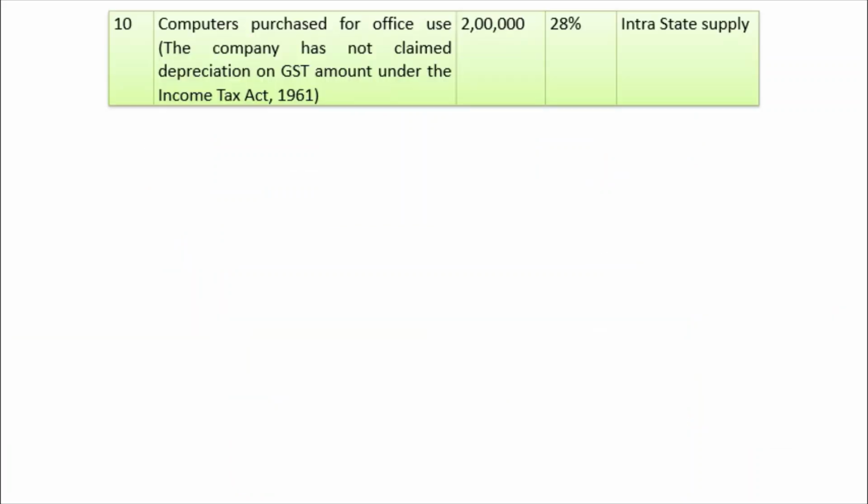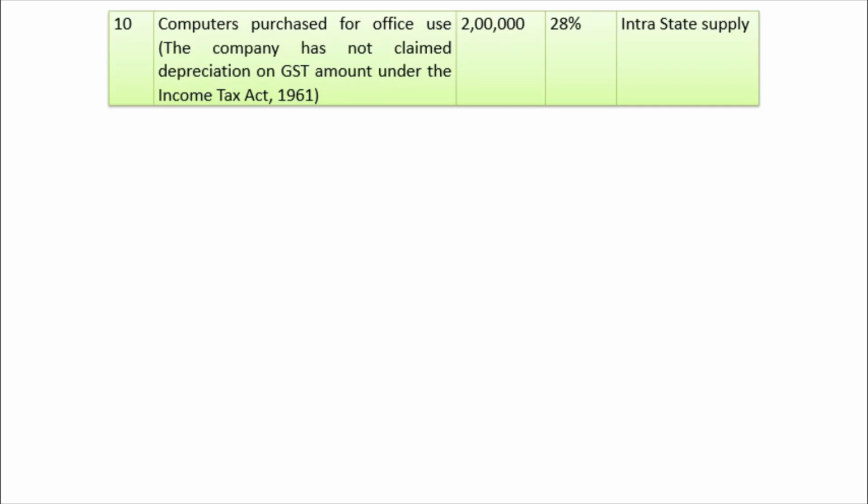Computers purchased for office use. The company has not claimed depreciation on GST amount under the Income Tax Act 1961. Amount is 2 lakh. GST rate is 28% and it is an intrastate supply. As it is an intrastate supply, CGST and SGST will apply. And if you take 28% of 2 lakh, it will come to 56,000 total. But as CGST and SGST will apply, we will halve it: 28,000 of CGST and 28,000 of SGST.